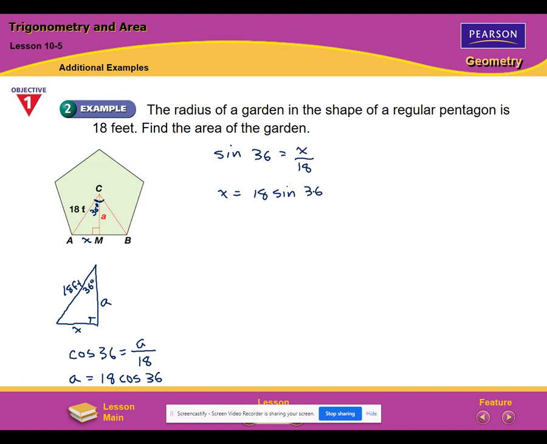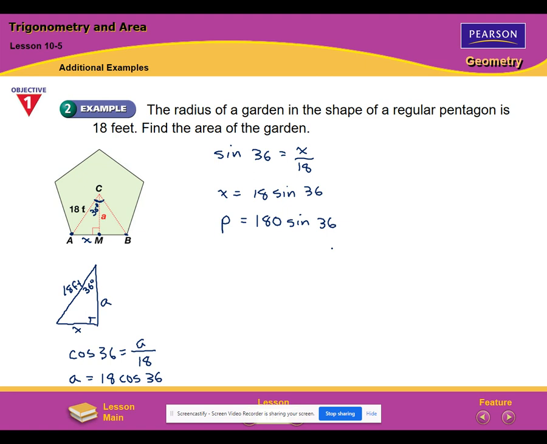Now again, one more thing before I even think about using my calculator or plugging this into a formula: X is only 1/10 of the perimeter. You follow? If this much is X, just from A to M is X, then to B would be double X. AB would be twice X. And then there are 5 sides, so that would be a total of 10. Or some people just look at this and go 1, 2, 3, 4, 5, 6, 7, 8, 9, 10. The perimeter is 10 times 18 sine 36, or what can conveniently be written as 180 sine 36.